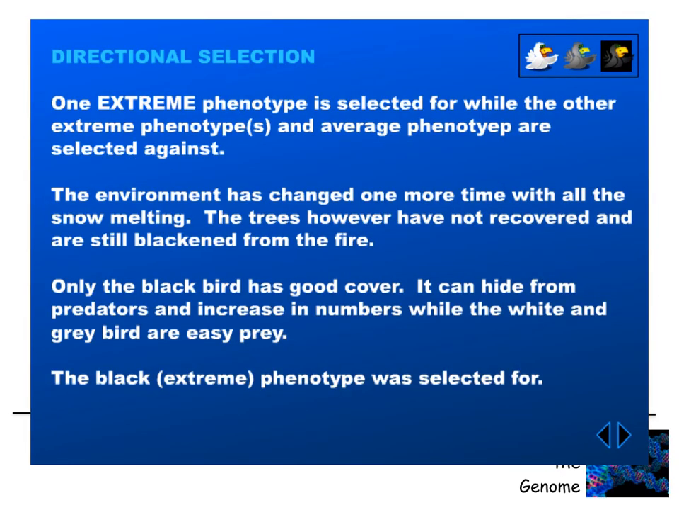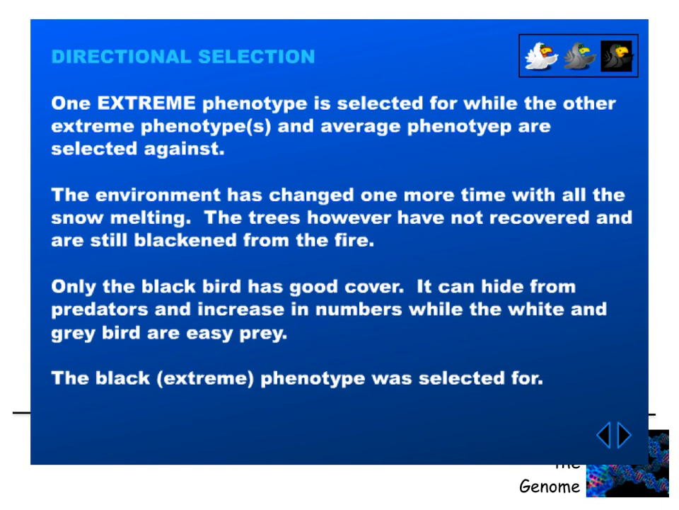So now looking at directional selection. In directional selection, one extreme phenotype is selected for while the other extreme and the average phenotype are selected against. So imagine now the environment has changed again. The snow starts to melt, but the trees, however, have not recovered and are still blackened from the fire. So only the blackbird has good cover, and it can hide from predators, and it increases in numbers, while the grey and the white birds are easy prey and they start to decrease.